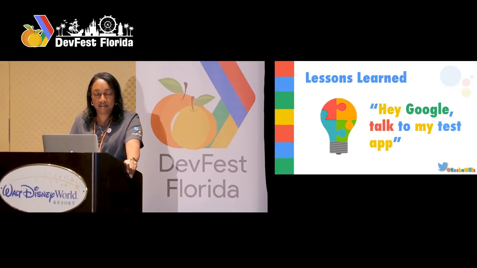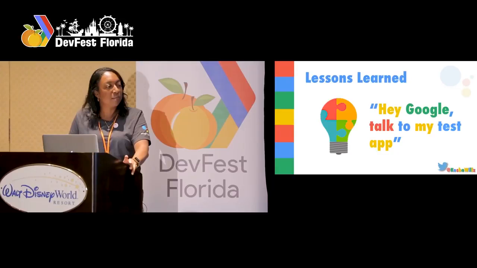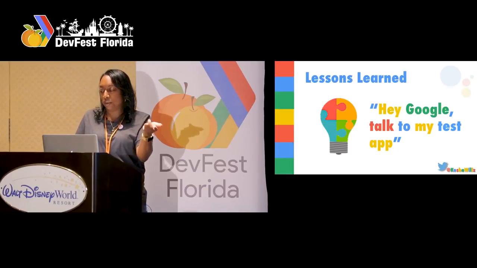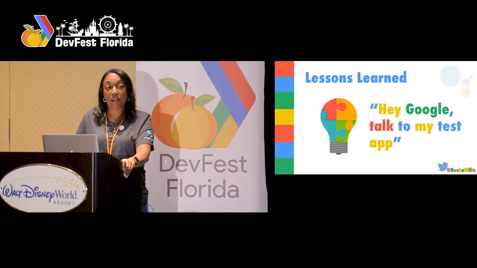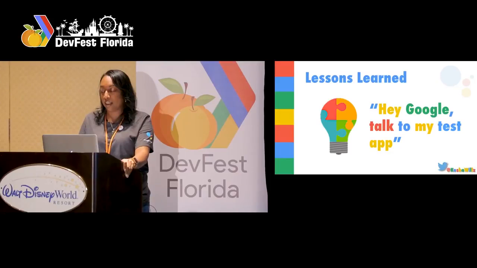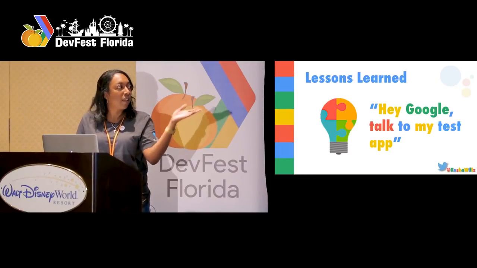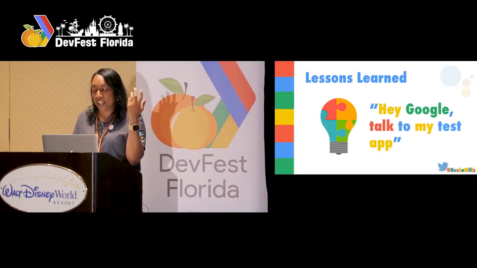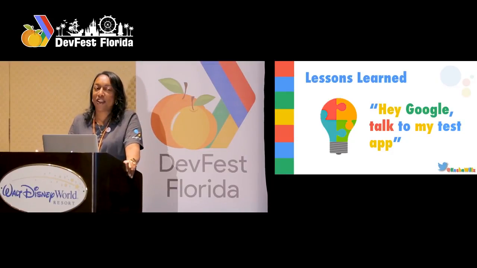So initially, I was trying to test it by using the name, OK Google, Open STEM Women. And for some reason, I don't know why, it didn't work. And so I Googled, and I Googled, and then I found that I needed to say this, hey Google, talk to my test app. Don't know why. And eventually, I could start saying Open STEM Women. But the very first time, this is what I had to do. So in case you run into that issue, that's how I solved it.